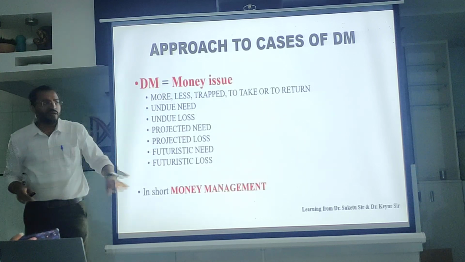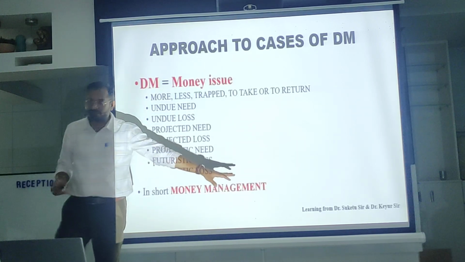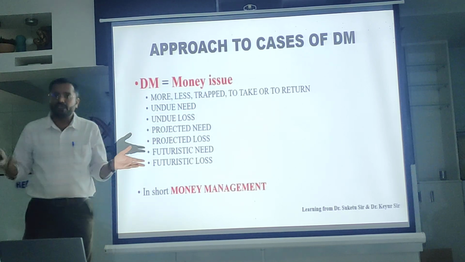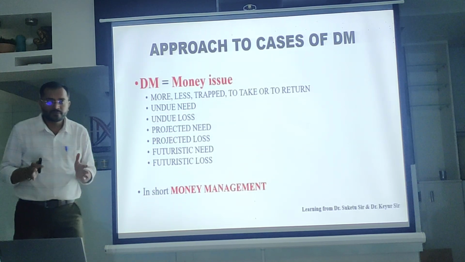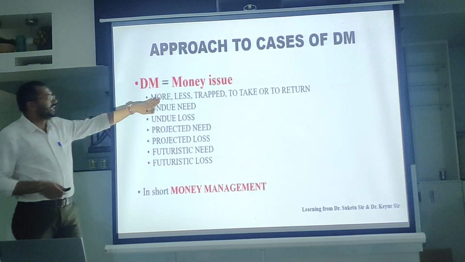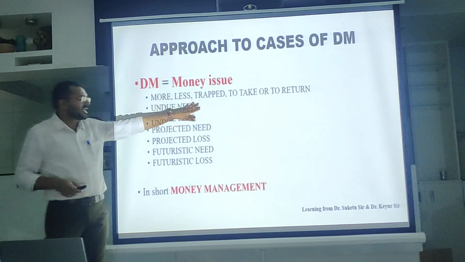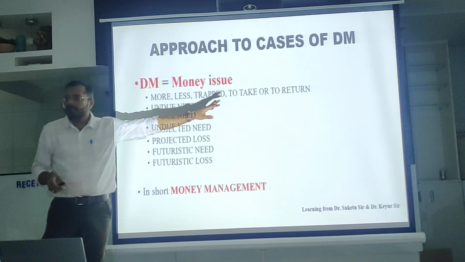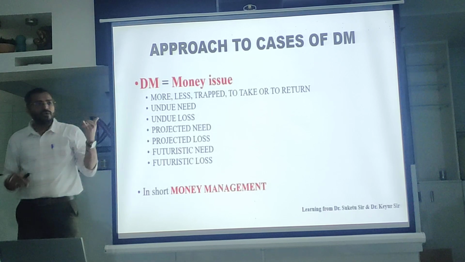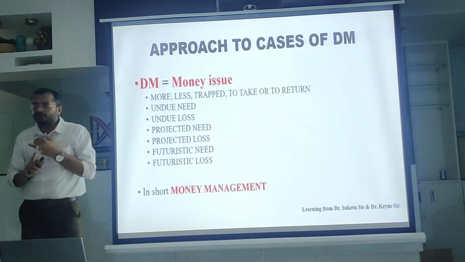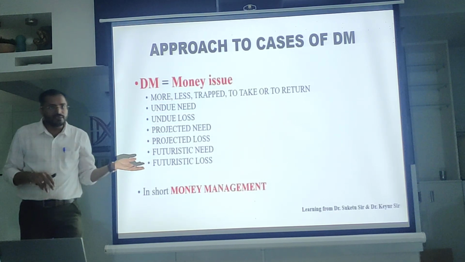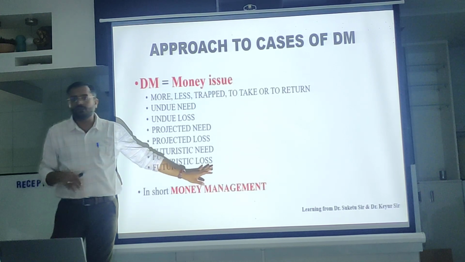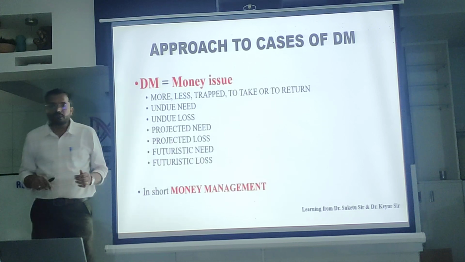So most commonly what I learned from Dr. Suketu sir and Dr. Keyur sir, he taught me that diabetes is related to money and mostly the money issues. Okay, so what could be, the money is more, money is less, or money is trapped, or money is to be taken from someone, or either to be returned to someone. That is the conflict. So there must be undue need of the money or undue loss of the money, projected need of the money or projected loss of the money, or futuristic need of the money or futuristic loss of the money. What is the futuristic loss of money?